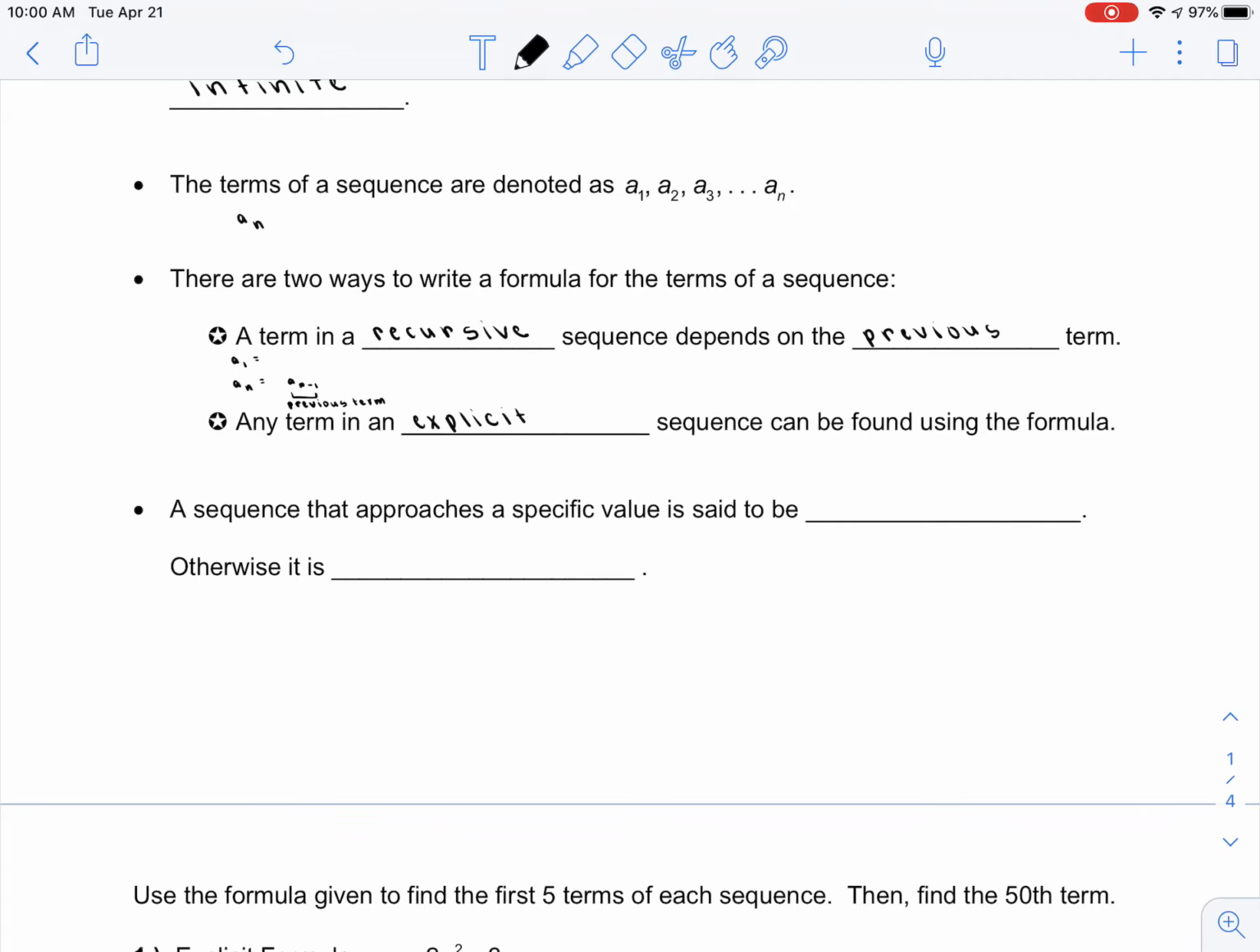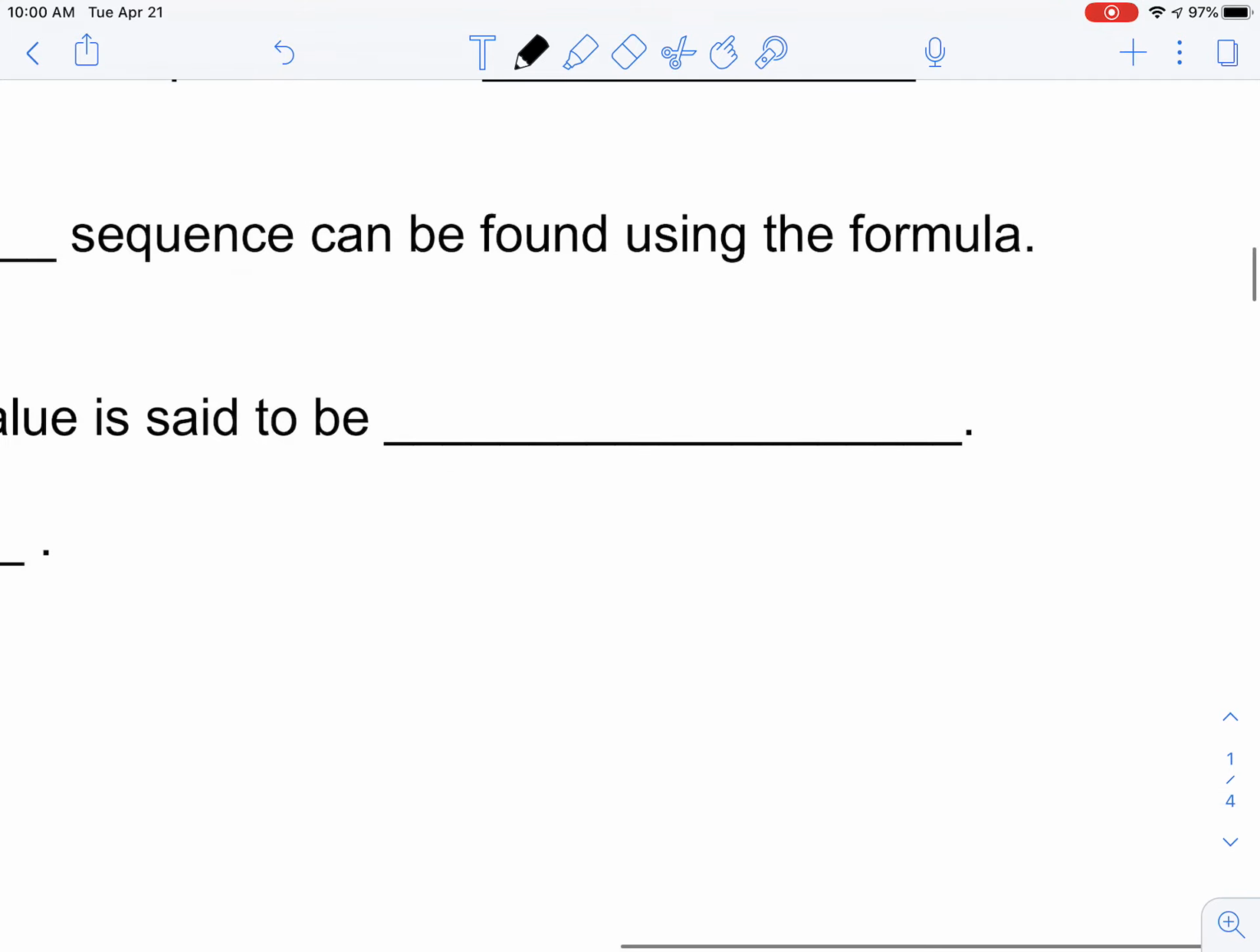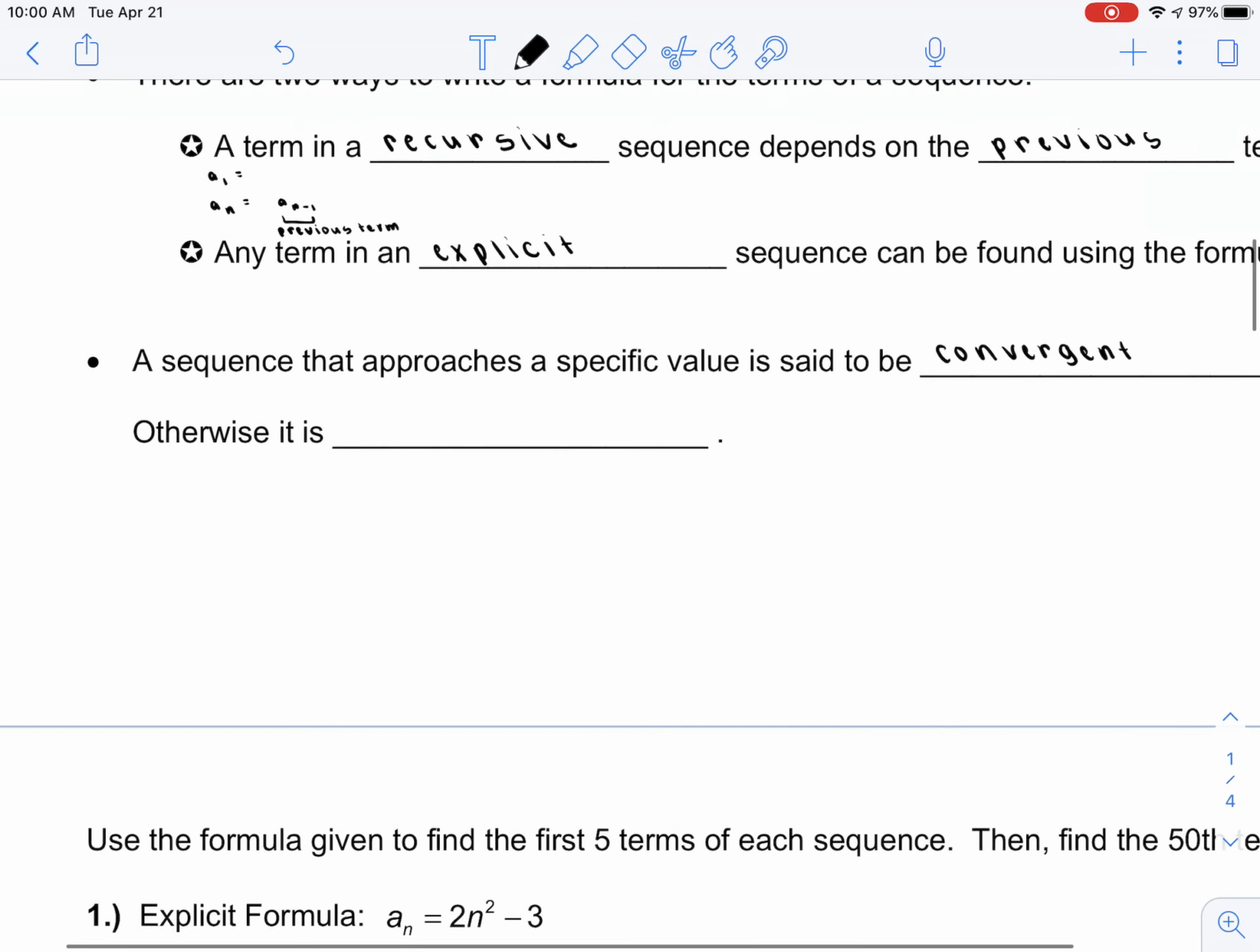If your sequence approaches a specific value, it's said to be convergent. It converges to a specific value. Whereas if it does not, we call it divergent.